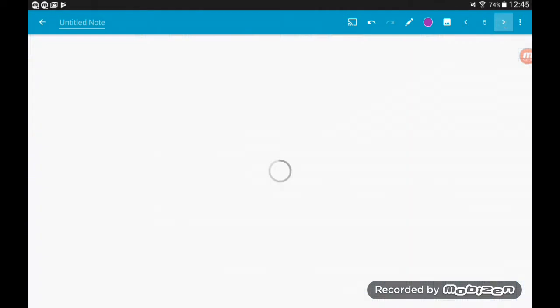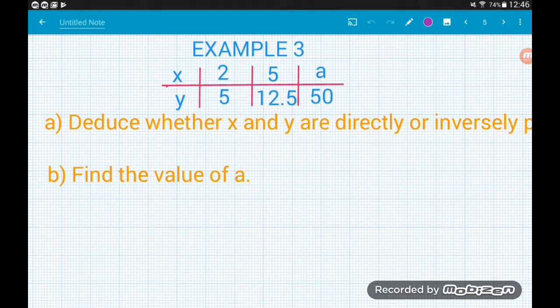Cracking. Okay, example 3. So here we're given our initial conditions in a table. Now this can happen. So part A, deduce whether x and y are directly or inversely proportional. Not sure where proportional has gone, it's fallen off the screen. So we need to deduce whether x and y are directly or inversely proportional.